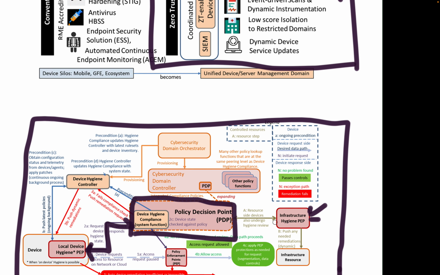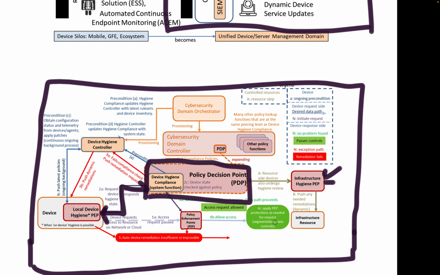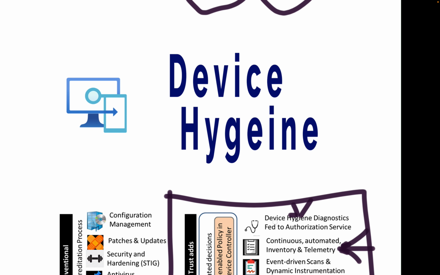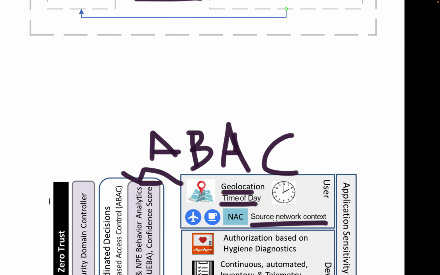So this is a quick and dirty overview of user authentication. Highly suggest you check out the DoD CIO Zero Trust Reference Architecture, as well as NIST 800-207.